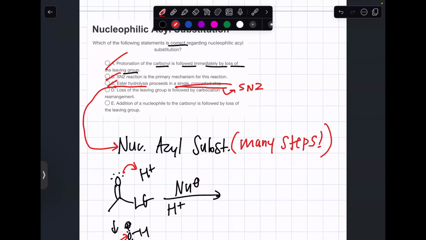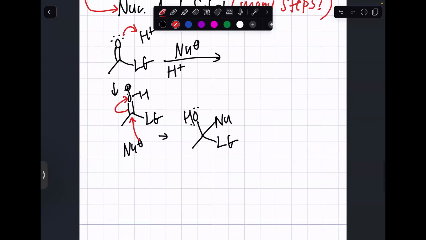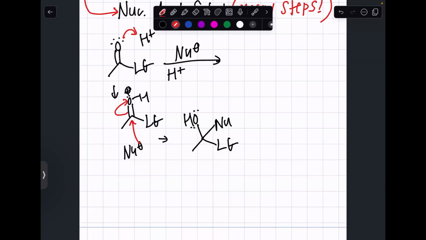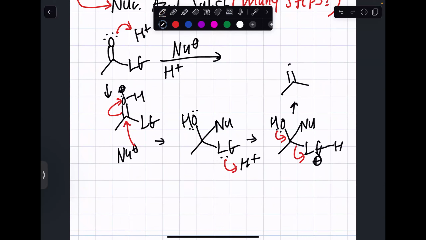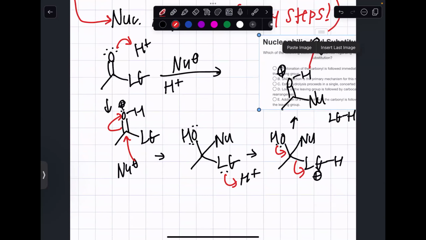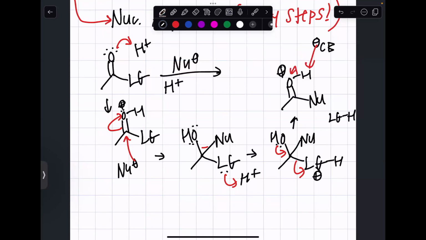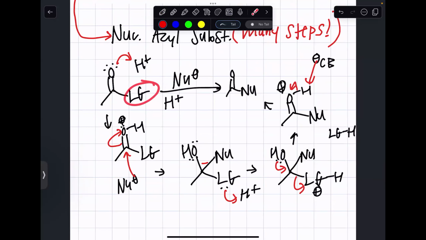Loss of the leaving group is followed by carbocation rearrangement. In this mechanism, no carbocation at all is going to be formed, let me just complete the whole thing for you. Let's say the leaving group gets protonated to become a good leaving group. Nucleophile. This oxygen with the pair of electrons is going to reform its carbonyl, kick out that leaving group. Nucleophile, leaving group, side product. Last thing, some kind of conjugate base will just neutralize the carbonyl to get the neutral carbonyl. So what we did in this reaction is substitute a leaving group with the nucleophile.